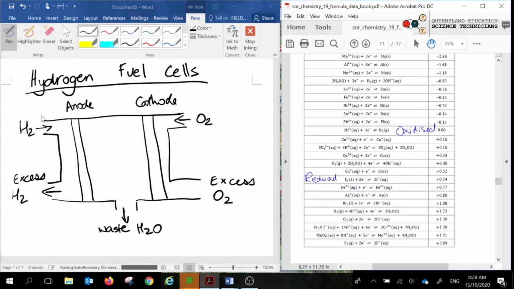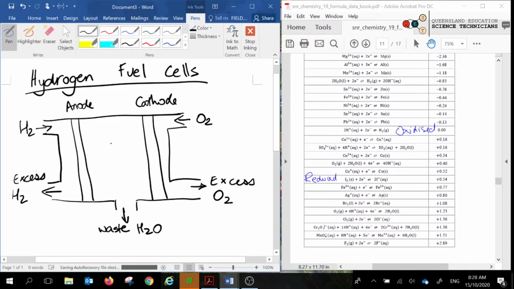So that may help you remember that reduction always occurs at the cathode and the oxidation always occurs at the anode. So this is why it's this way round. What we're having is we feed in hydrogen and any extra can escape, and we feed in oxygen and any extra can escape out this way. We also need some way of draining out waste water that's going to be generated as part of this. So in the middle we can have an electrolyte.